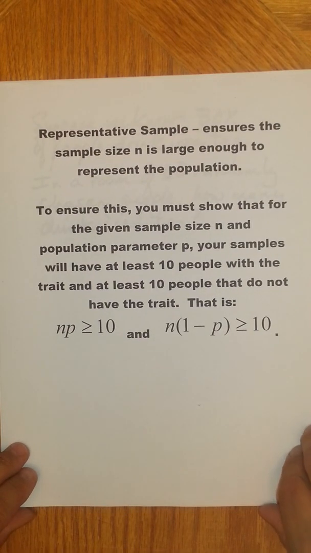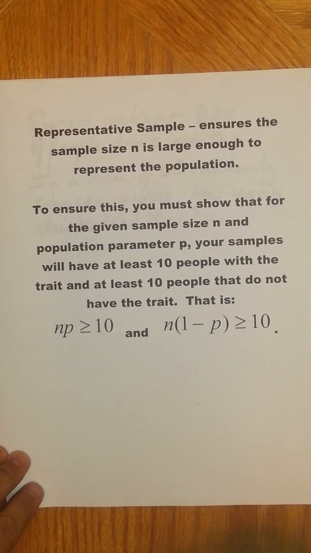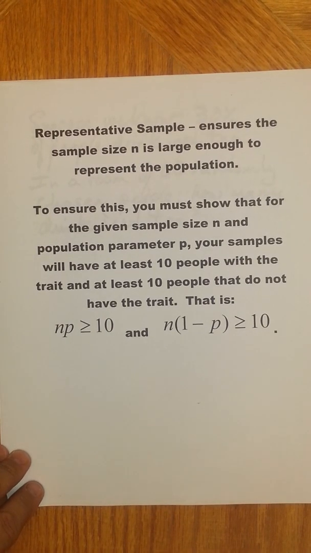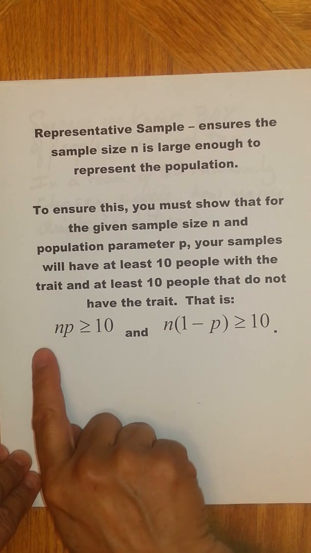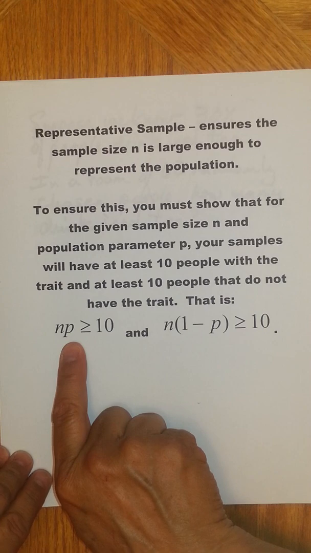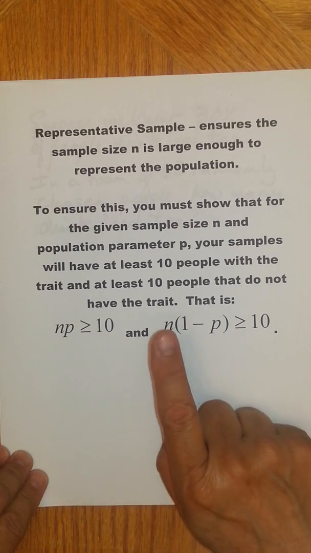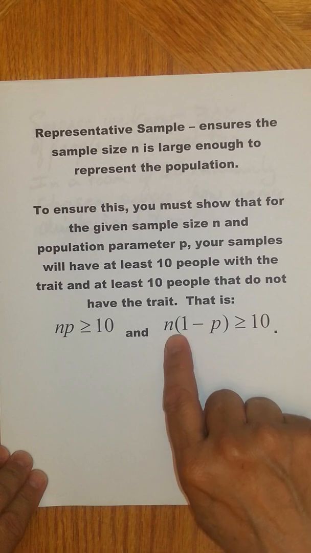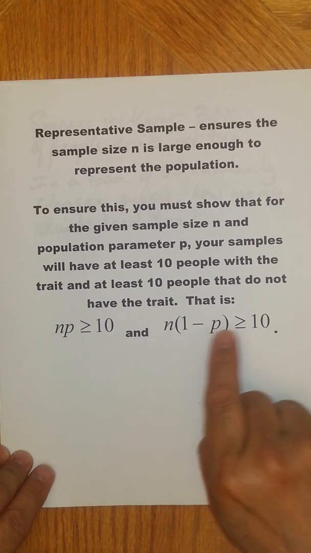And then representative sample ensures that the sample size is large enough to represent the population. So to ensure this, what we found is that you really need to make sure that given a sample size n and population parameter p, your samples will have at least 10 people with the trait and at least 10 people who do not have the trait. Mathematically, this is written this way. Sample size times the rate at which the trait occurs in the population has to be at least 10, and sample size times the rate at which you do not have the trait has to be at least 10.